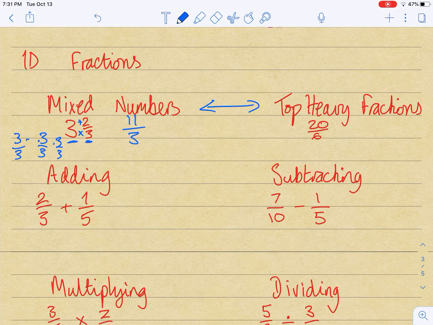So you multiply the whole part by the bottom, add the top. And the denominator doesn't change. The denominator stays as thirds. With this top-heavy fraction, well, this is a bit of one that I could have already simplified to 10 over 3. And then I want to say how many of the bottom number go into the top one. I'm basically dividing. This means 10 divided by 3. So how many 3's go into 10? Well, 3 3's go into 10, and then there's 1 left over. And again, the denominator doesn't change, it stays as thirds.